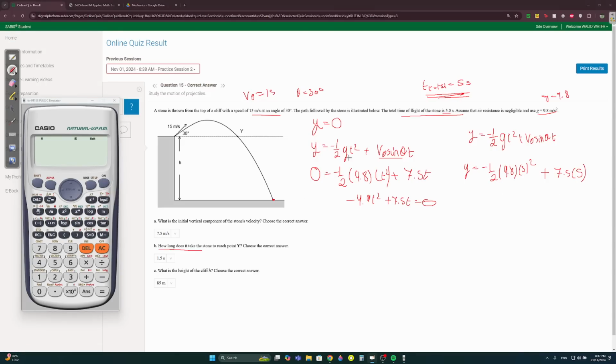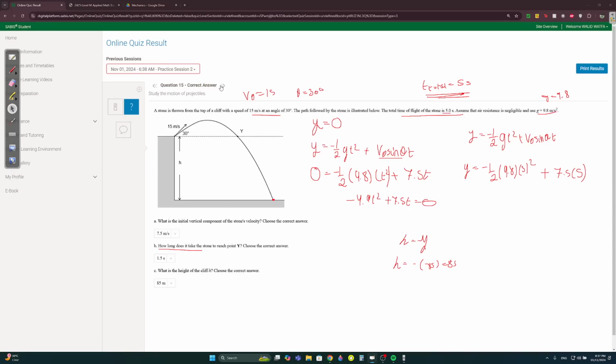So h should be equal to negative y in this case. Basically, what I mean by this is that the height is going to be the negative of what you get here because you're going down. Minus half times 9.8 times 5 squared, which is 25, plus 7.5 times 5. You get minus 85. So h is equal to minus 85, which is equal to 85. If you get a negative, just make it positive. Don't be surprised if you get a negative answer, because obviously we're going down, so you're going to get a negative answer.